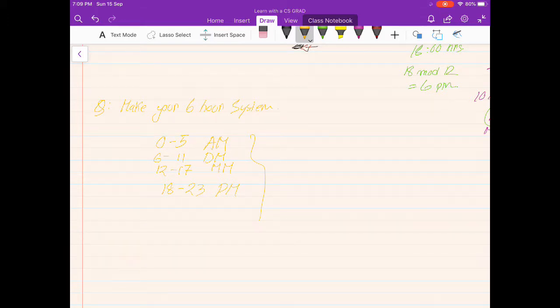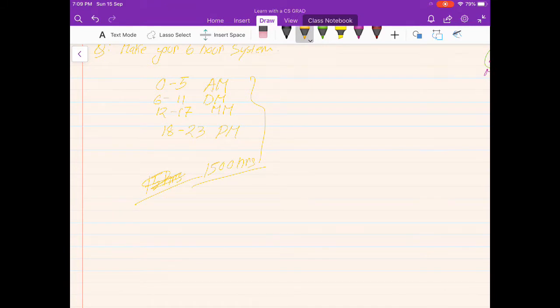And if someone says it's 1500 hours, how do you define in which time this falls in our 6-hour system? This would be 15 mod 6, which would be 6 times 2 is 12, and remainder 3. So in this place it's 3 MM.